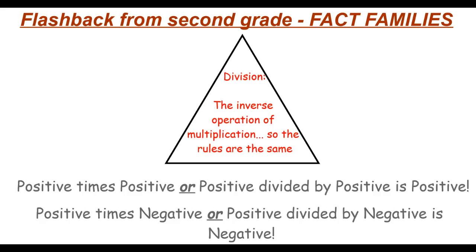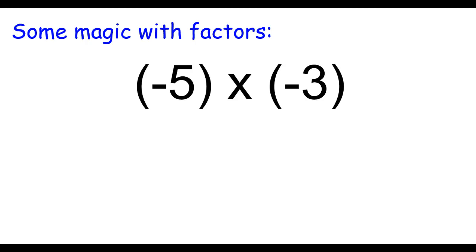So far what we know is that positive times positive, or positive divided by positive, is positive. But if we have positive times negative, or positive divided by negative, or flipping those around, the result is negative. I'm not going to ask you to pause the video yet to write this down because we have one more step to go through. And that's the question of what happens when we have two negative numbers.